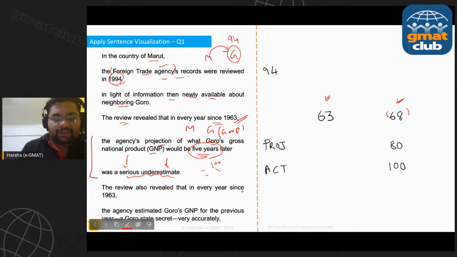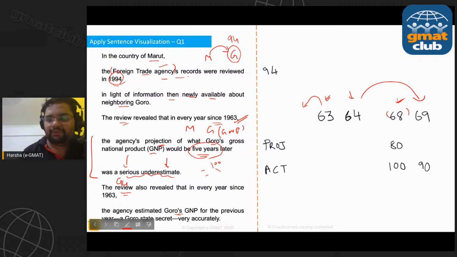So far, so good. The same review that happened in 94 also revealed that in every year since 1963, the agency estimated Goro's GNP for the previous year. So if I'm in 63, I'm estimating for the previous year, that is 1962, right? So I put another example here for you for the previous one. So if it is 64, I would be estimating the projection would be for 69.